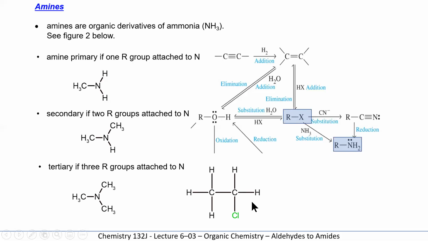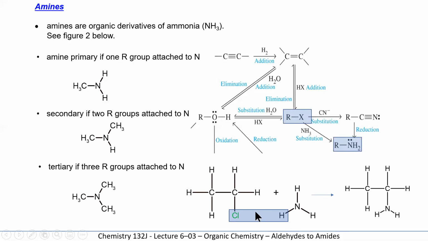So now we start with, in this case, chloroethane, and we combine it with ammonia, NH3. And when we combine ammonia with the chloroethane, what happens is you're going to remove the HCl as hydrogen chloride, and you're going to make an aminoethane.